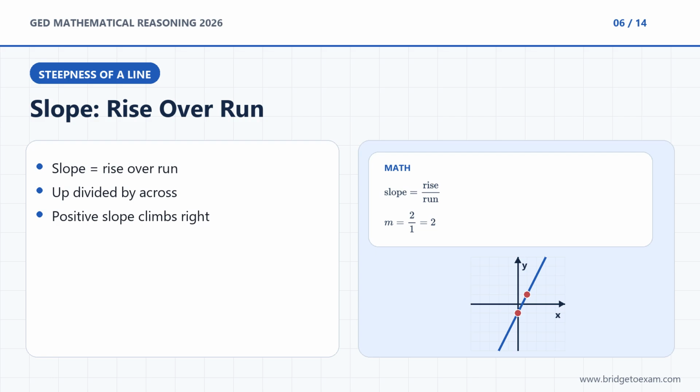Slope measures how steep a line is. It is the rise over the run, that is, how far the line goes up, divided by how far it goes across. On this line, from one point to the next, it rises 2 units up and runs 1 unit across. So the slope is 2 over 1, which is 2. A positive slope climbs to the right.